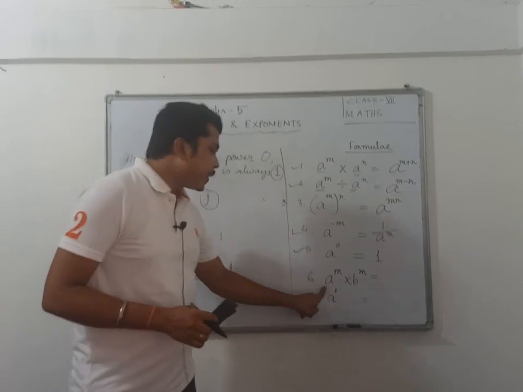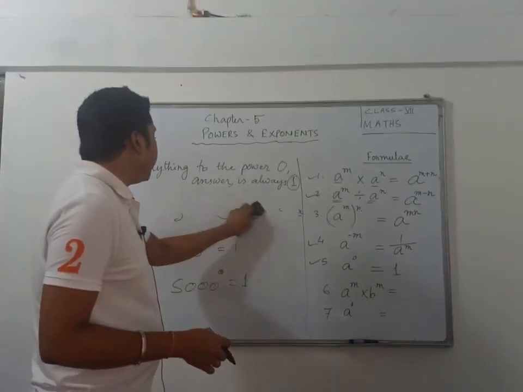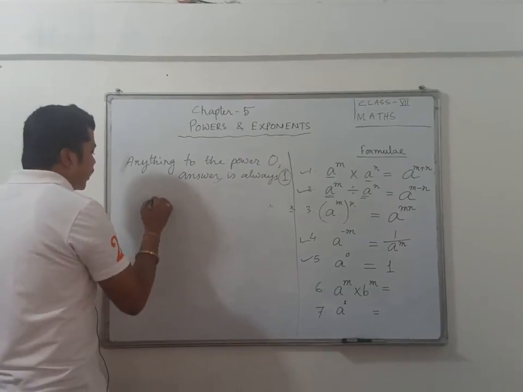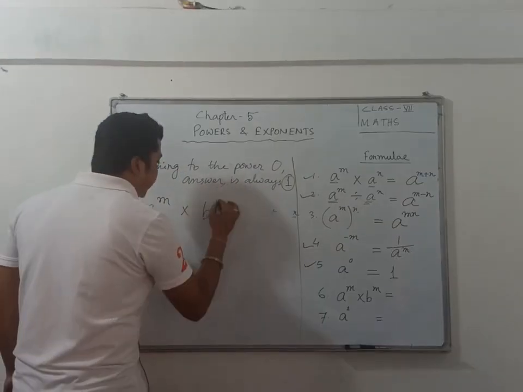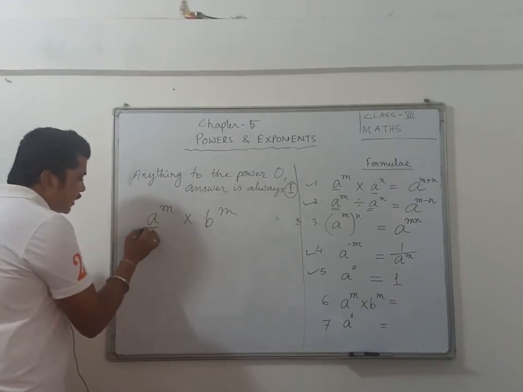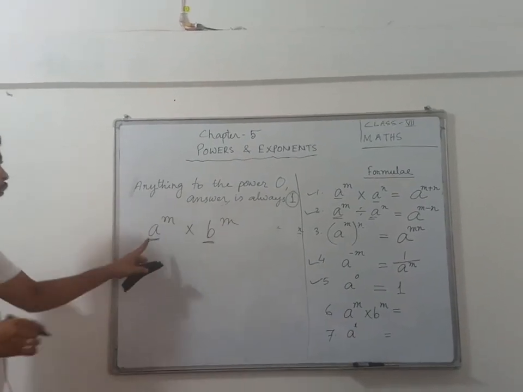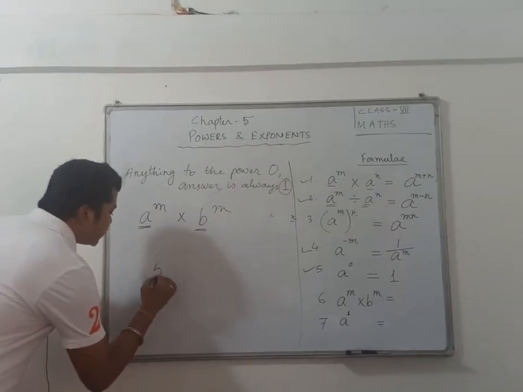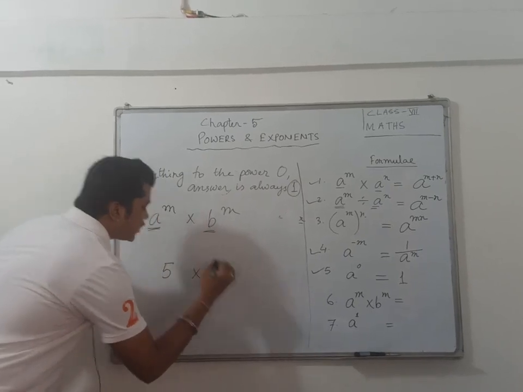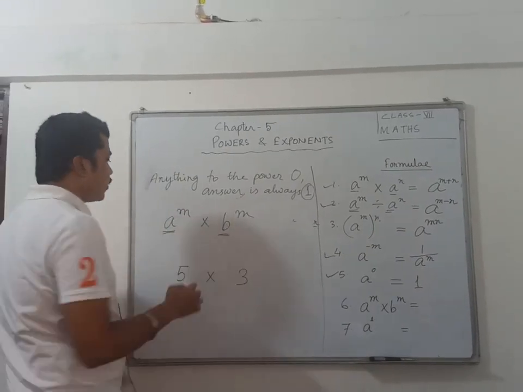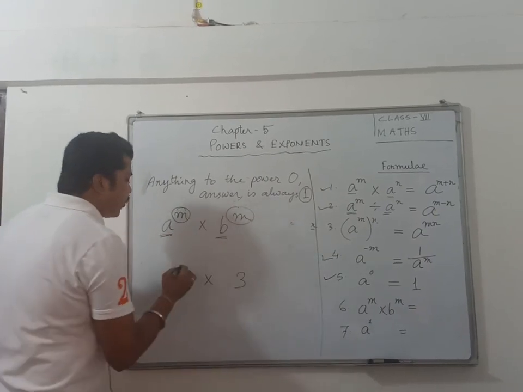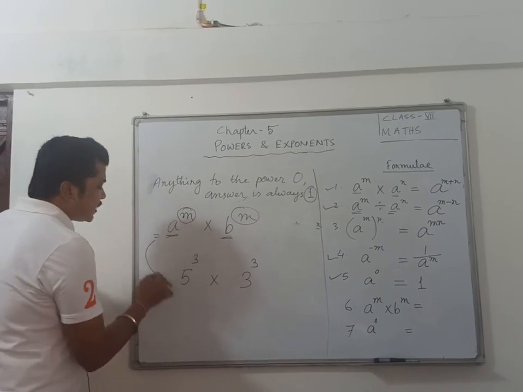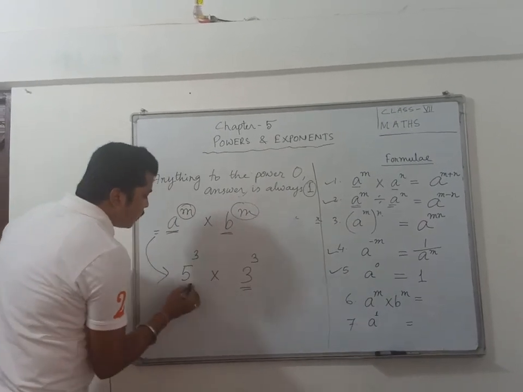Now dear student, here you see a to the power m into b to the power m. Here in this case we see that our bases are different. Here it is a, here it is b. Let us take the base as 5 and here let us take it as 3. Here our bases are different, but the powers are the same. Here you see 3, 3. This example means this line: different bases but similar power.